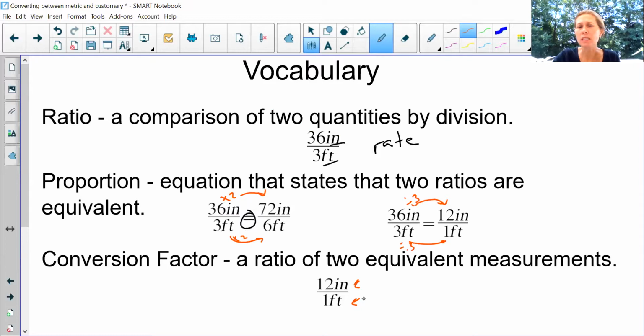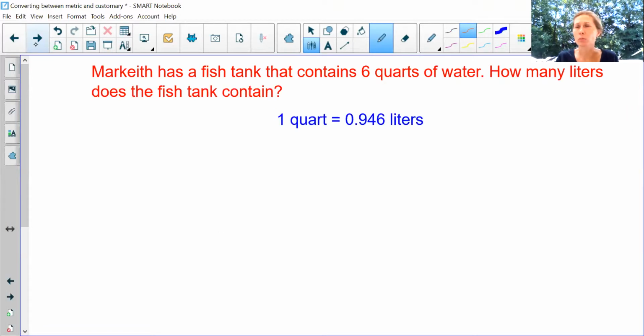Now you will not always see the conversion factor looking as a fraction. You might see it looking like this: 12 inches equals 1 foot. So you might see it horizontally instead of vertically. So here's your first problem. Markeith has a fish tank that contains 6 quarts of water. How many liters does the fish tank contain?